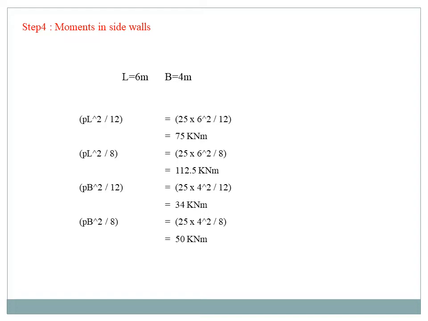Then L is the 6 meter, and PB square by 12. So P is 25 and B is the 4 meter. So PB square by 12. Same formulas, so apply the values and you get the moment values.